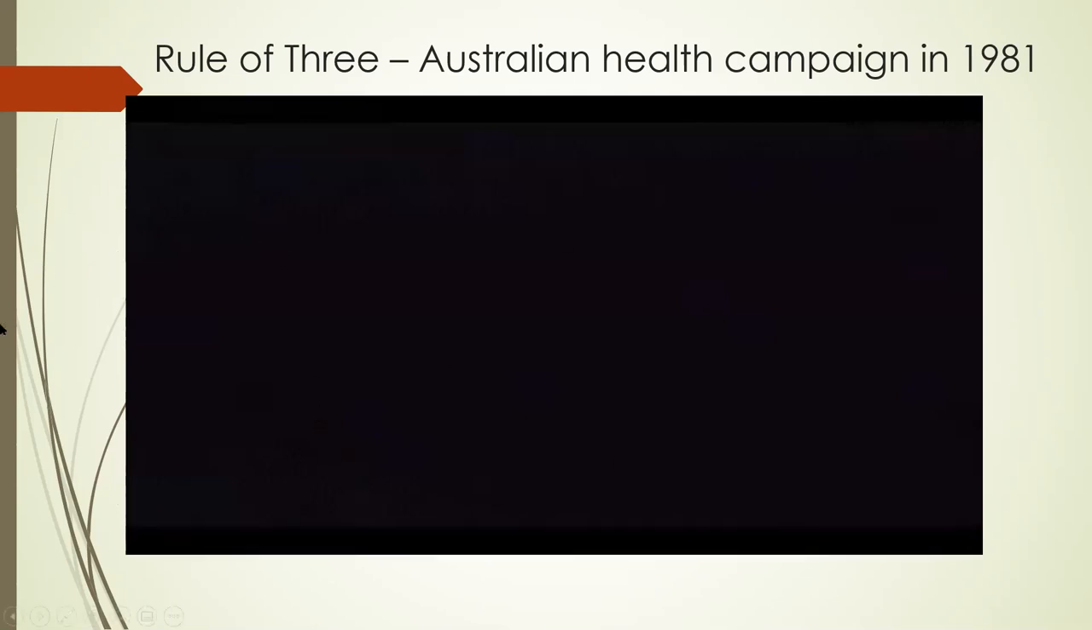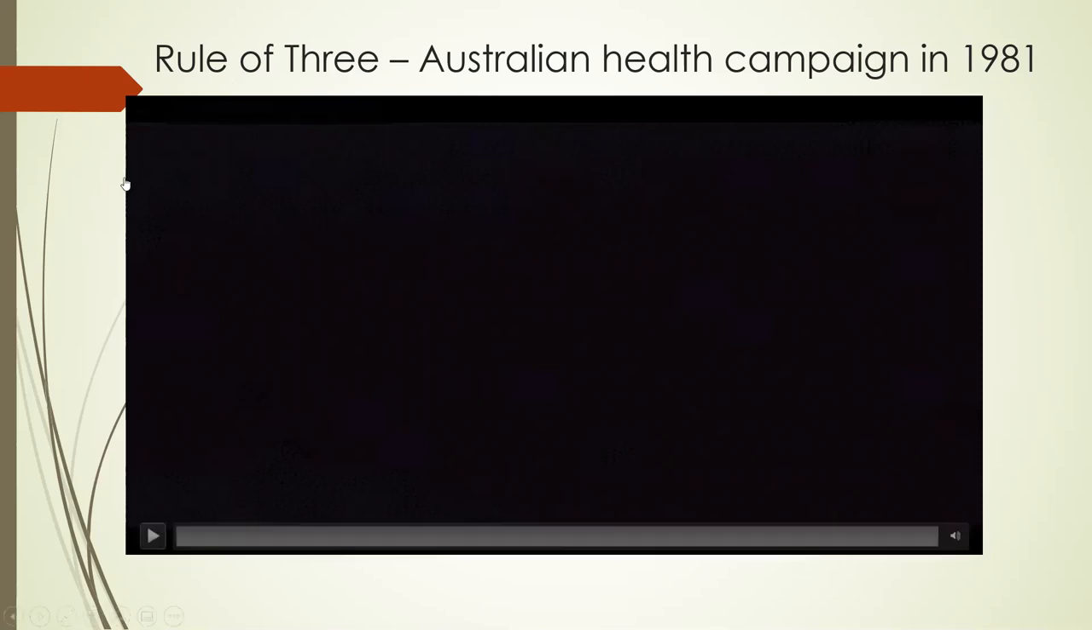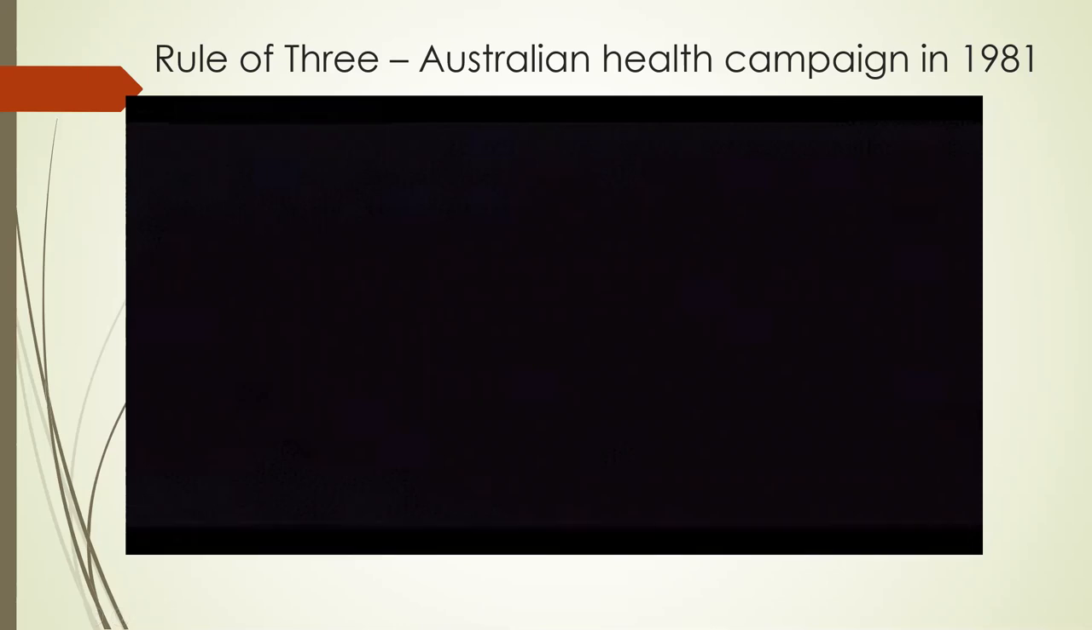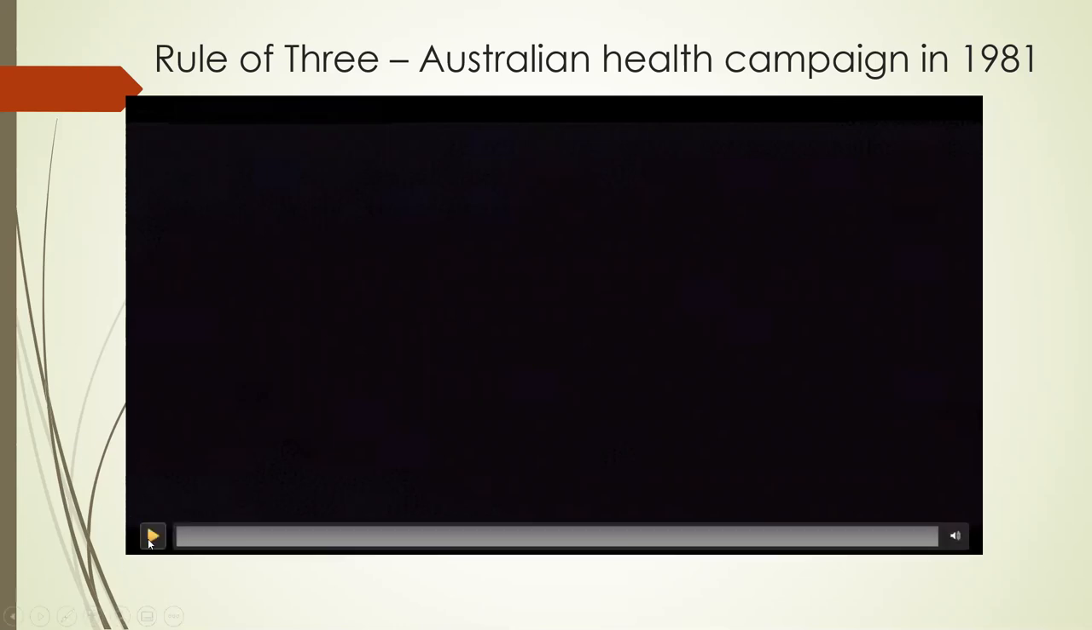So here is another example for rule of three from a famous advertisement from the 1980s. This is an Australian advertisement. And see how in this advertisement, they have nicely used this strategy to convince people or to make people remember their message better. And this is a campaign against cancer, especially skin cancer. Okay, let's watch this first.